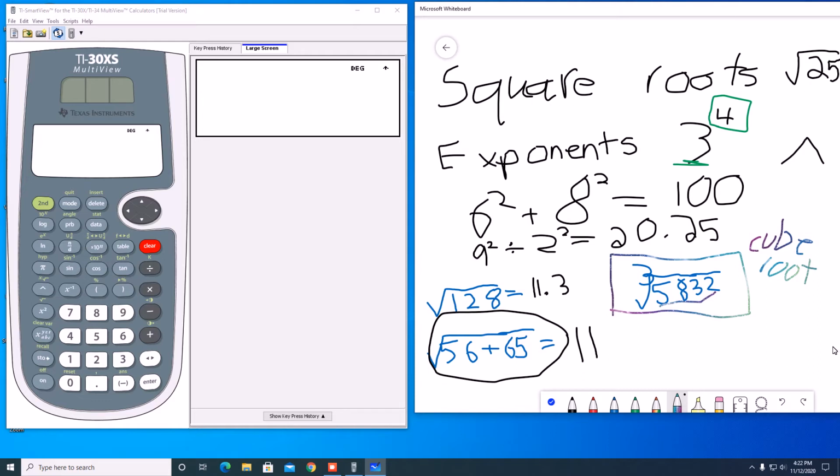So to put this in our calculator, we type the number 3 first. So always type the number 3 first if you're getting a cube root. Then we're going to hit second, and then we're going to hit our caret button. And then you just type your inside number. So 5, 8, 3, 2, enter, and I get 18.